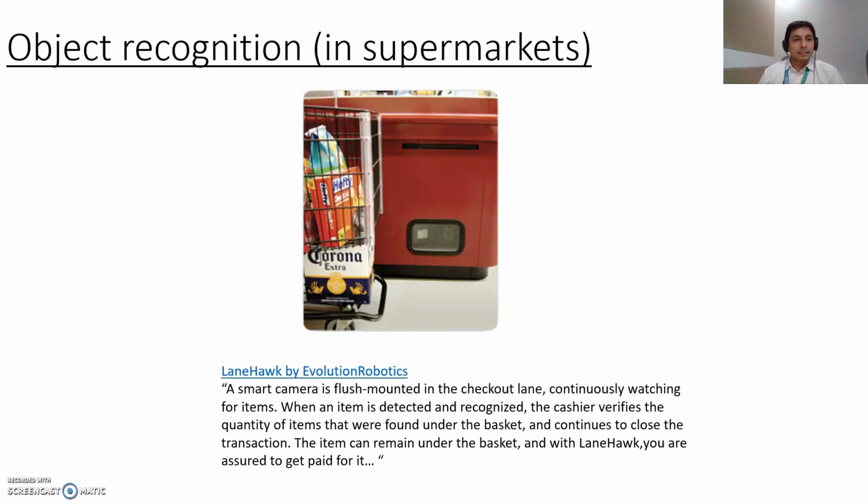Okay, the third is about object recognition, specifically in the context of the retail industry and supermarkets. Earlier we spoke about a problem called bottom of the basket loss. So what is bottom of the basket? If you see this image here of a trolley with some products that somebody has bought, at the bottom you see there's a box of Corona beers, I think. Probably they were trying to steal it, or it was there by accident.